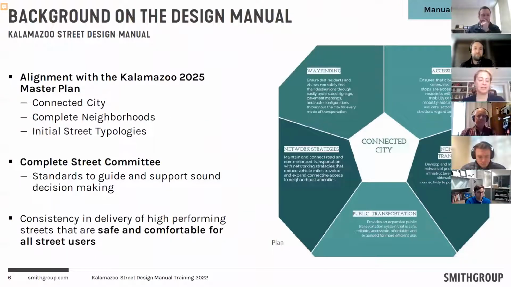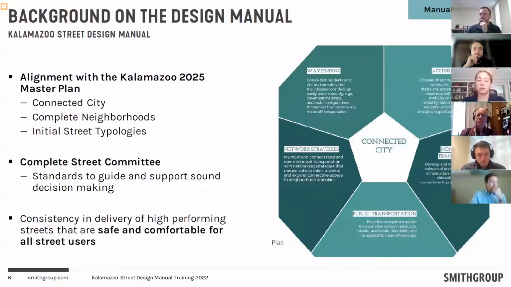Hi, everybody. This is Christina again. I just want to kind of ground our work very quickly, right? Everything that we do at the city is in alignment with our strategic vision and our 2025 master plan, and this work is no different. If you've had a chance to flip through the document, you've seen that grounding at the beginning, talking about being rooted in our connected city and complete neighborhoods goal.